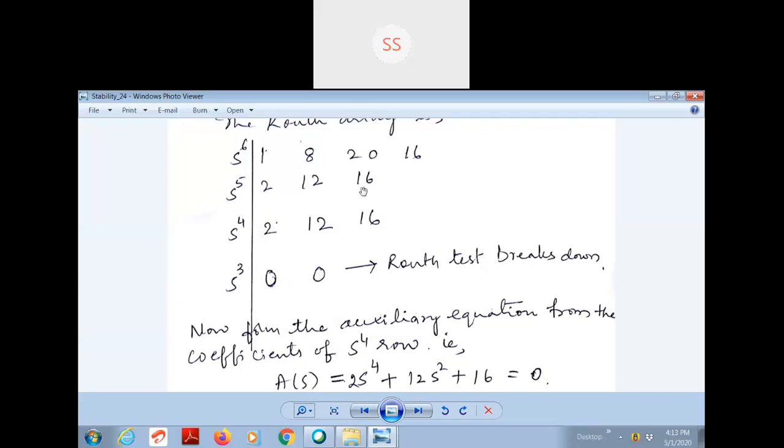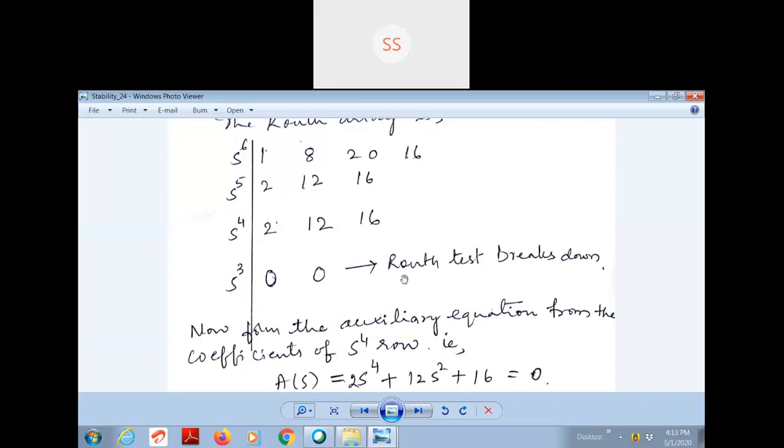It is again 2 into 16 minus 2 into 16, so therefore this is 0. The second term is also 0. So if the above two rows are the same, obviously our answer is going to come as 0 only. Now you cannot get one more because after 2 into 0 we don't have any terms. So the s cube row contains only two terms and both are 0.